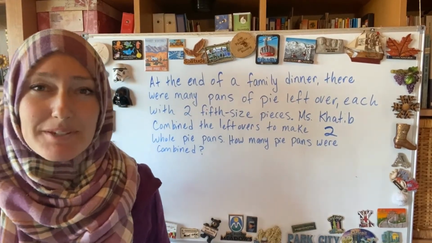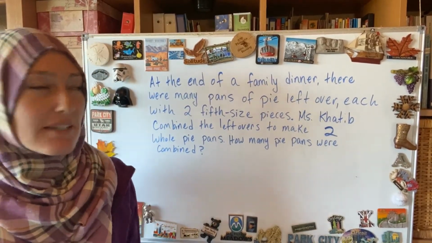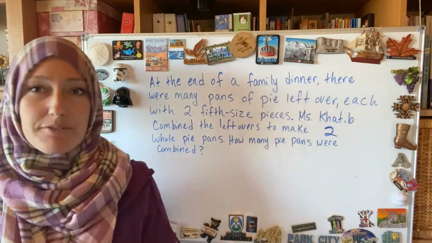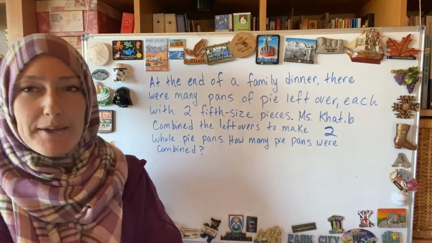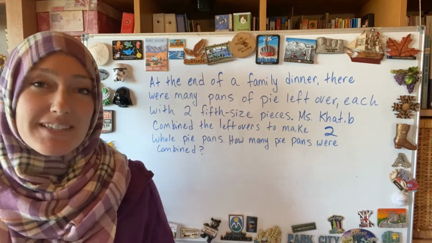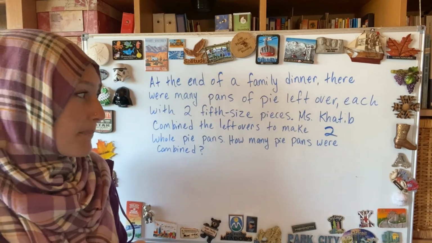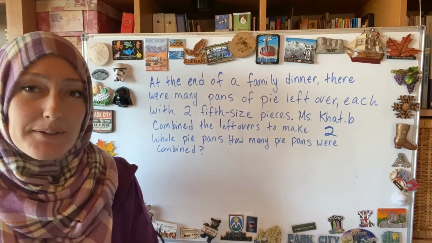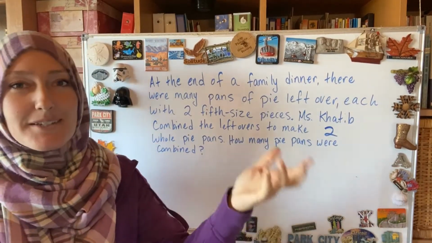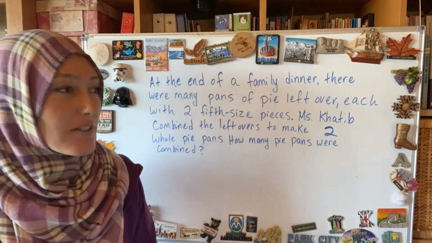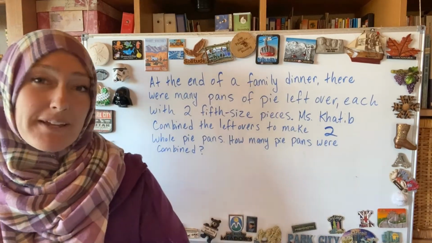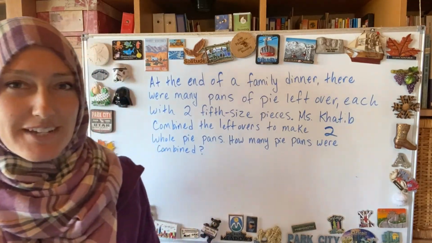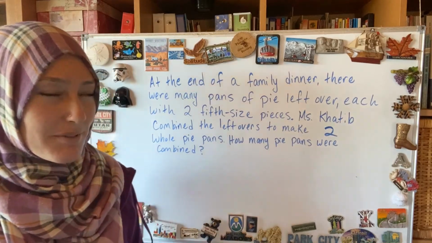Okay, last one. These questions are long because it's the problem solving section. So they take some time to read the question, understand it, and then model it. So at the end of a family dinner, there are many pie pans left over with leftover pie. Each pie pan has 2 5th-sized pieces of pie left in them.